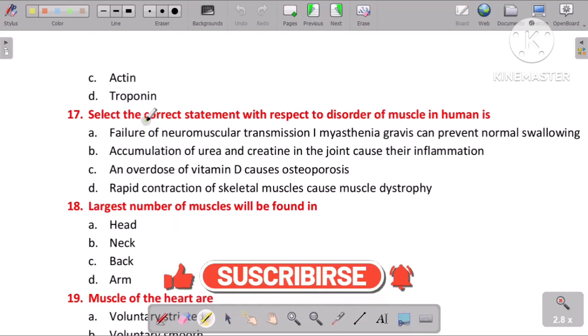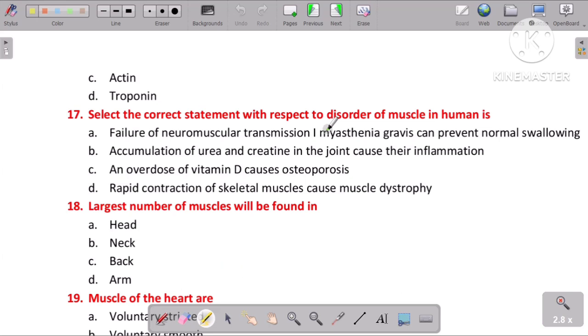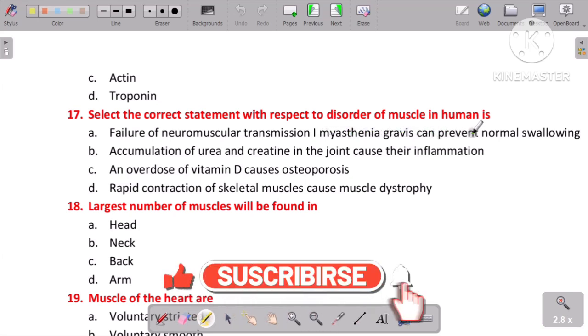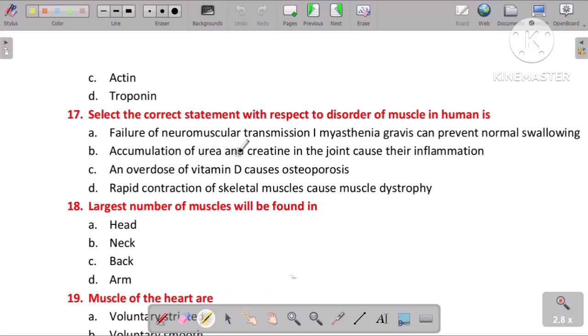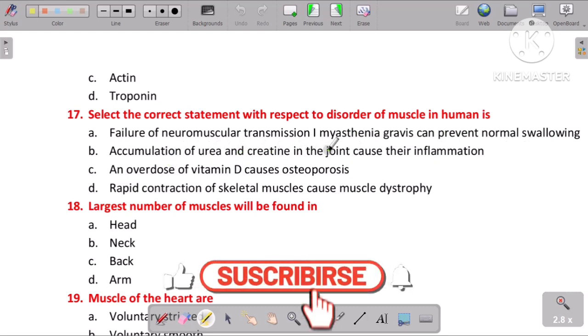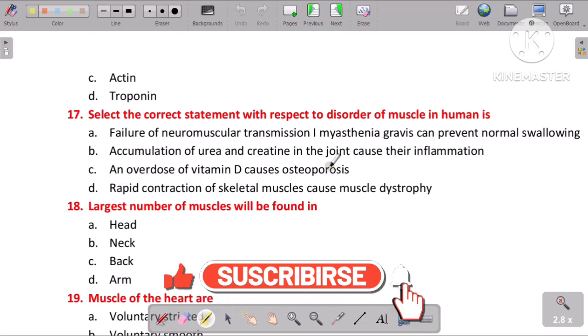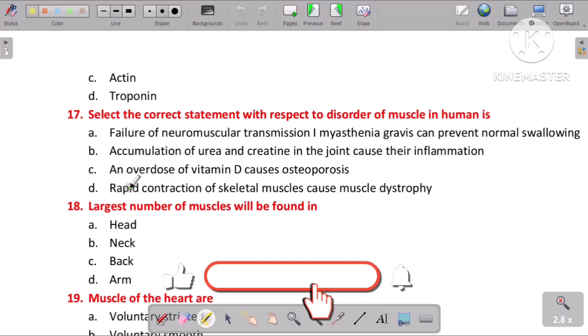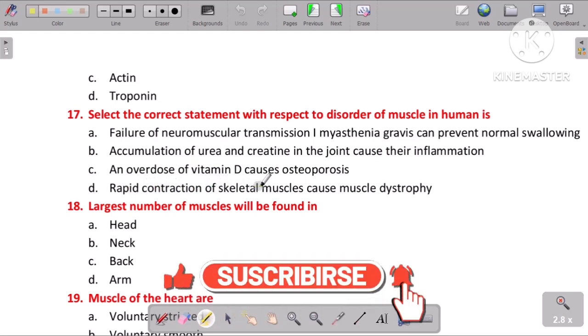Option A, failure of neuromuscular transmission in myasthenia gravis can prevent normal swelling. Option B, accumulation of urea and creatinine in the joint causes inflammation. Option C, an overdose of vitamin D causes osteoporosis. Option D, rapid contraction of skeletal muscles causes muscle dystrophy.